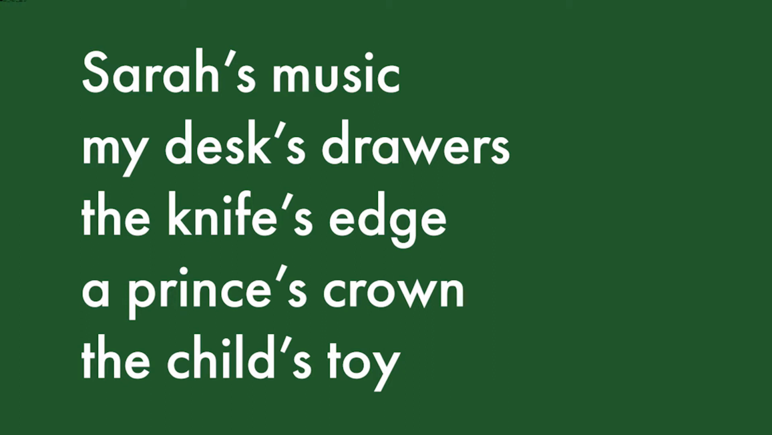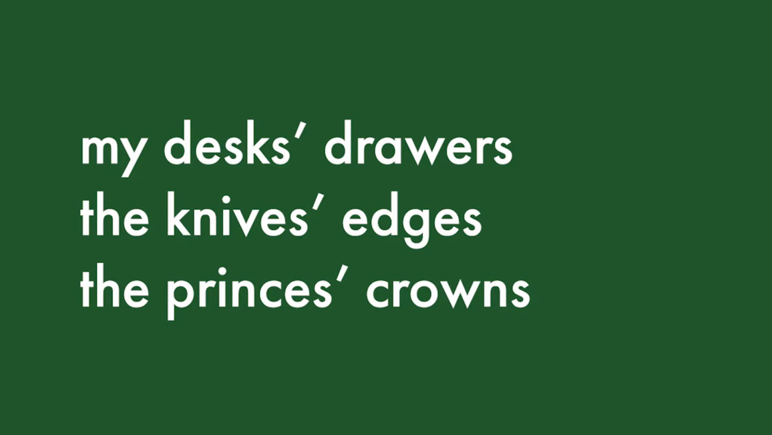Pretty straightforward. The thing is, it gets less so when there are multiple owners sharing the thing or things that are owned, because most nouns are made plural by putting an S at the end. So in those cases, the apostrophe is placed at the end of the word, after the S, instead of before it. Such as, my desks' drawers, the knives' edges, or the princes' crowns. In these cases, I'm discussing the drawers of two or more desks, the edges of two or more knives, and the crowns belonging to two or more princes.